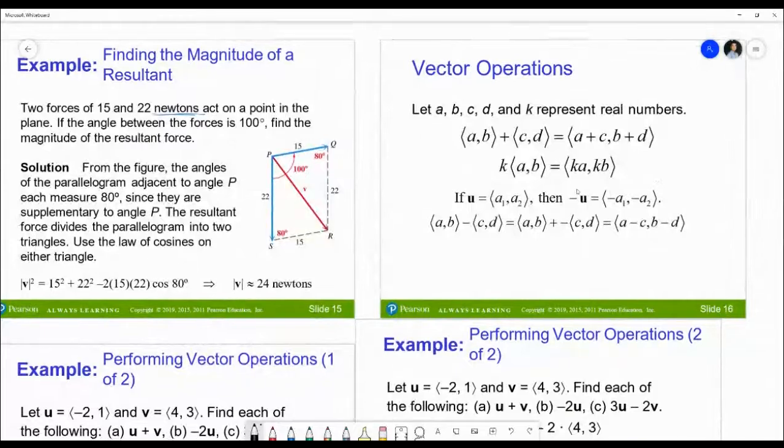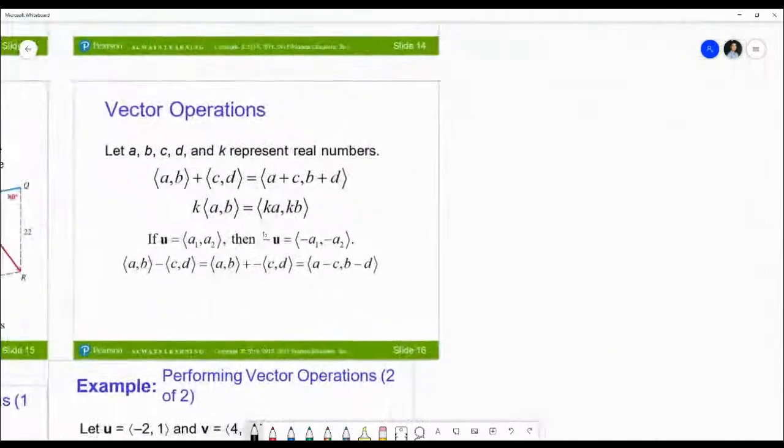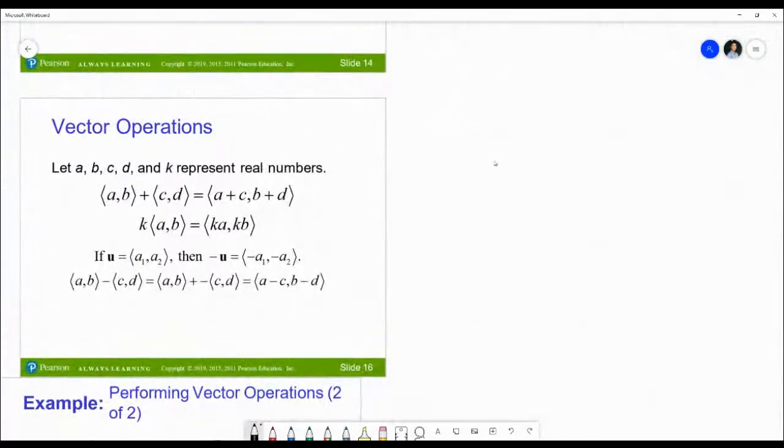Okay, so now we're going to look at how to add and subtract vectors using this notation. All right, so if you want to add two vectors together, just add their components.